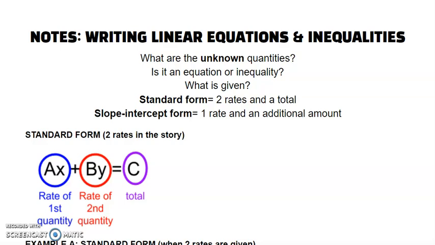Algebra is all about patterns, patterns, patterns. So if we're reading and we see there are two rates in here, usually that's going to be a standard form equation. If it's one rate and you're starting with something, or it's an additional amount, a one-time fee, that's most likely slope-intercept form. Okay, so let's start with standard form.